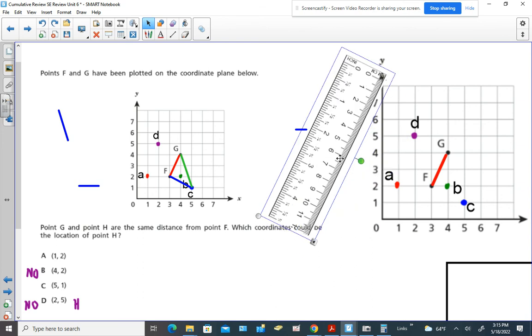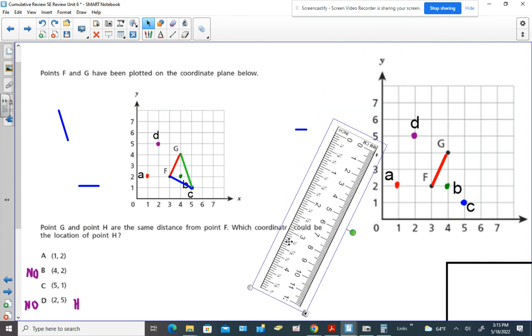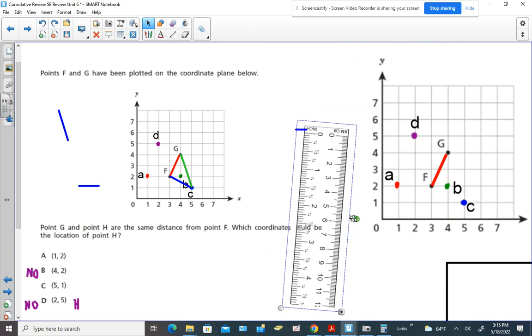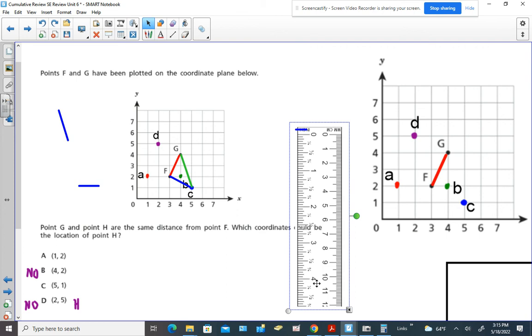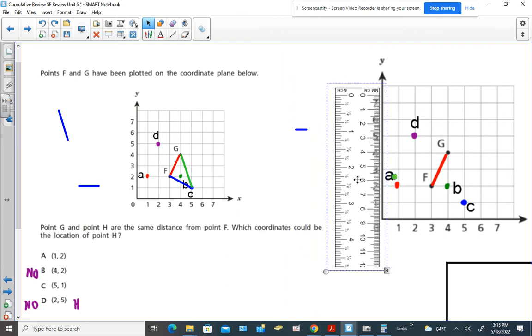All right, so hopefully you found this helpful. If you're still confused, there are some other ways that you might be able to determine the distance between the 2 points, but I think for 6th grade purposes, that's probably our best bet.